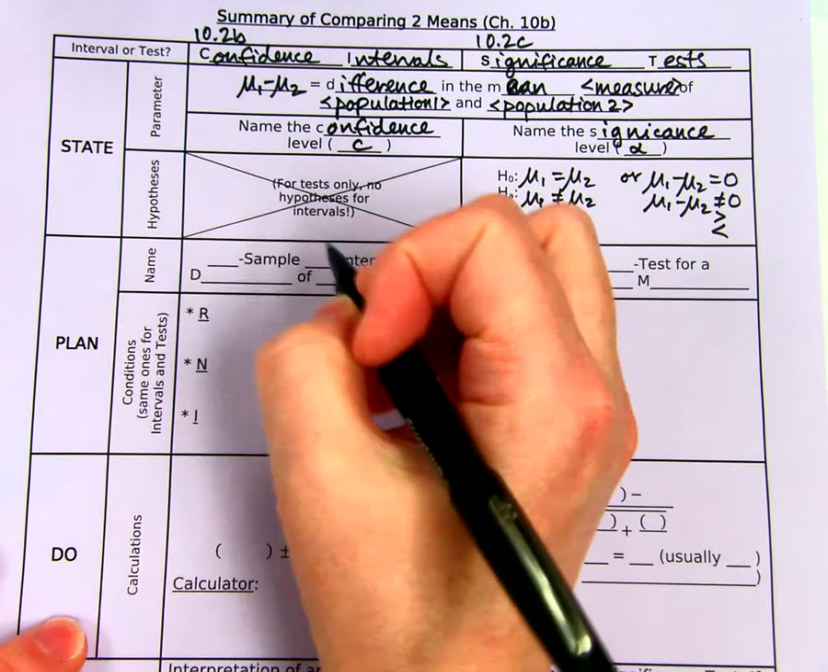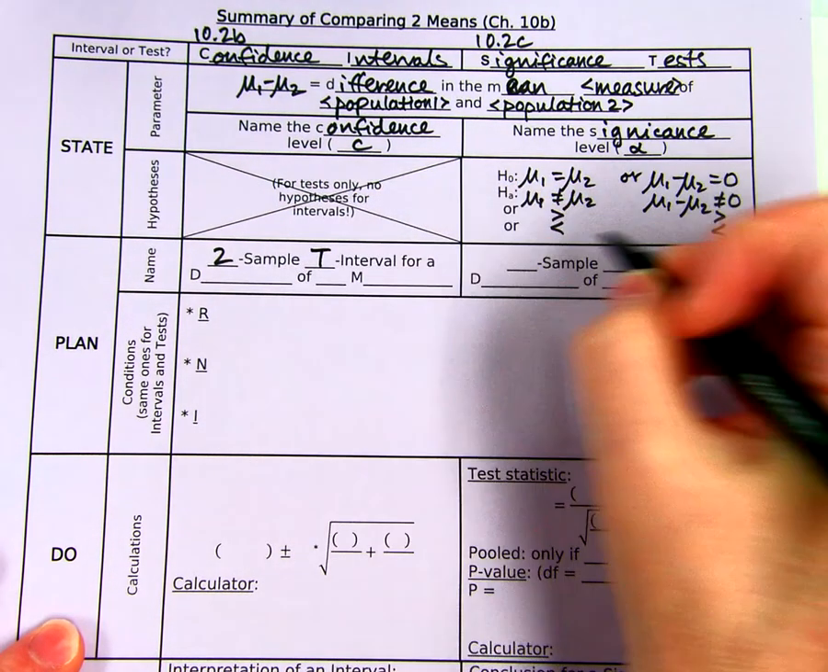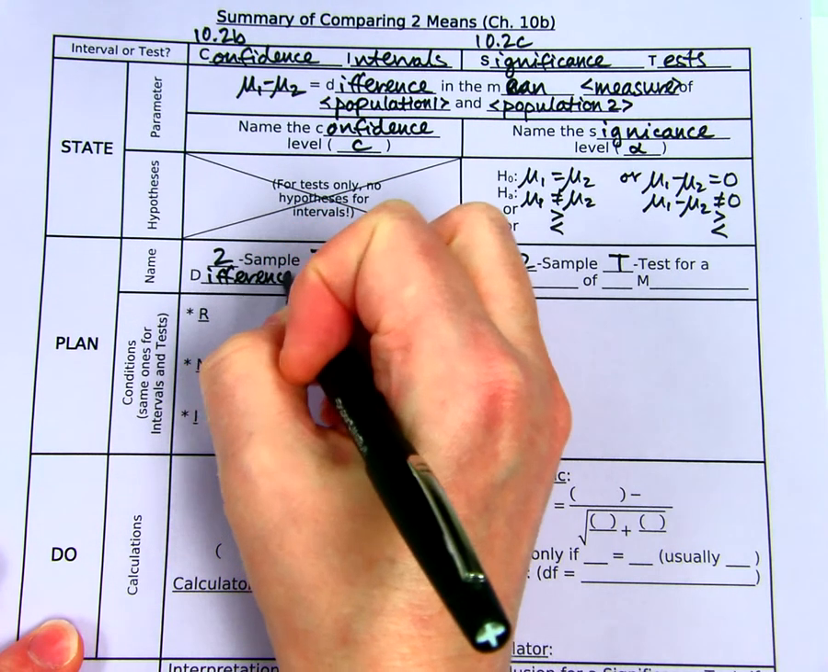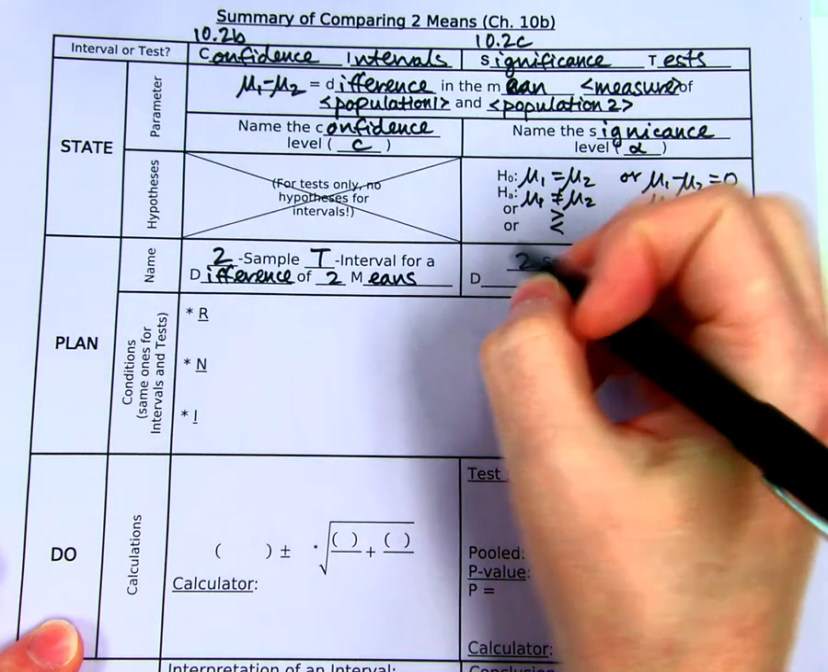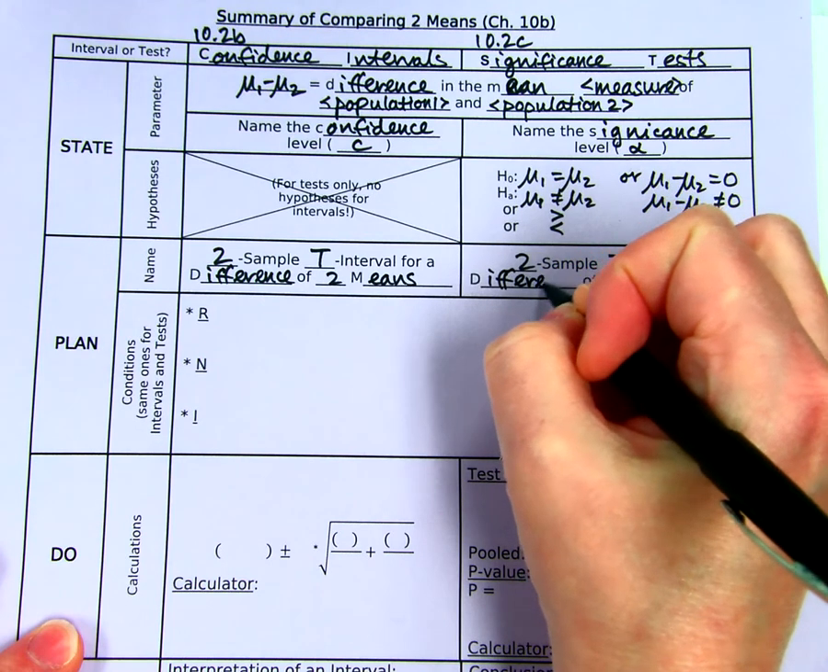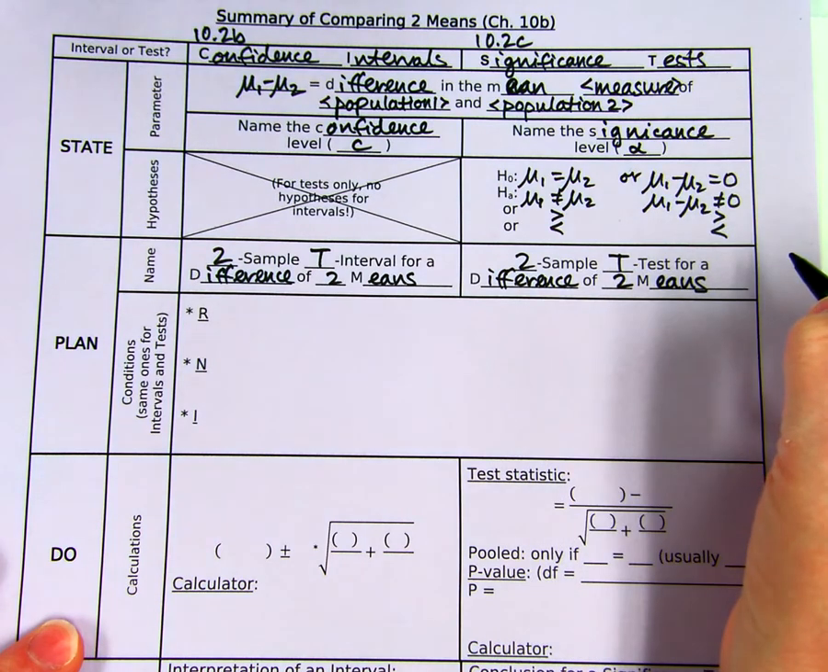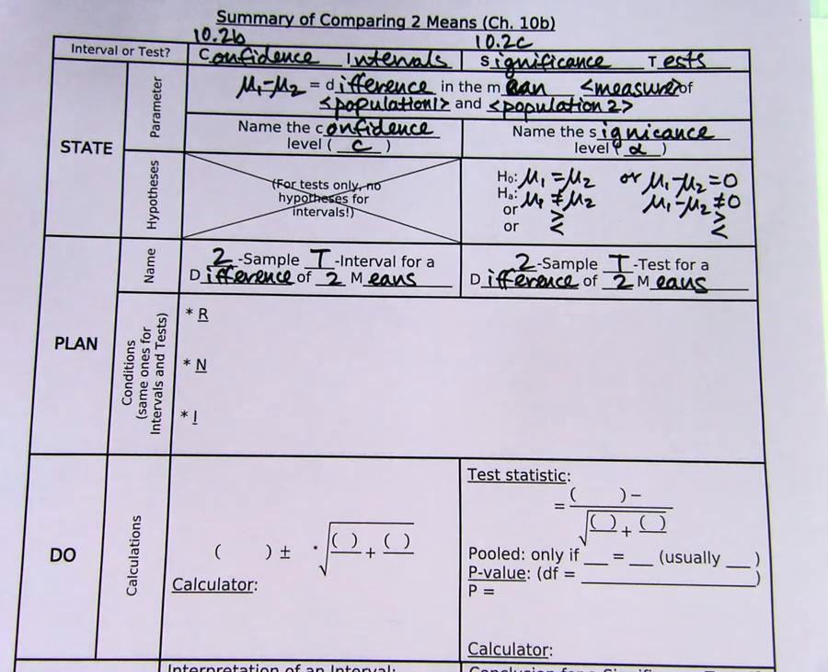So the formal name for these things, which you're supposed to include in the plan, is a 2-sample t-interval or a 2-sample t-test for a difference of two means. You can abbreviate a little bit as long as you have the word interval or test and the word difference and the word mean in there somewhere, because we have learned how to do difference of two proportions and a bunch of others, right? I'm starting to lose count, but I think chapter 8 had 2 things, chapter 9 had 3, so that's 5, so 6, 7, 8. This is number 8 and 9, I think, of our list of types of procedures we know how to do.